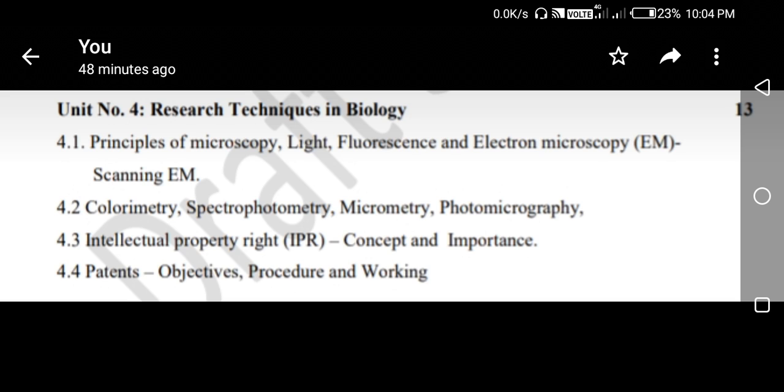Two points newly introduced in the syllabus are intellectual property rights, what is IPR, its concept and importance, which we will also learn here, and lastly patents, their objective, procedure and working.